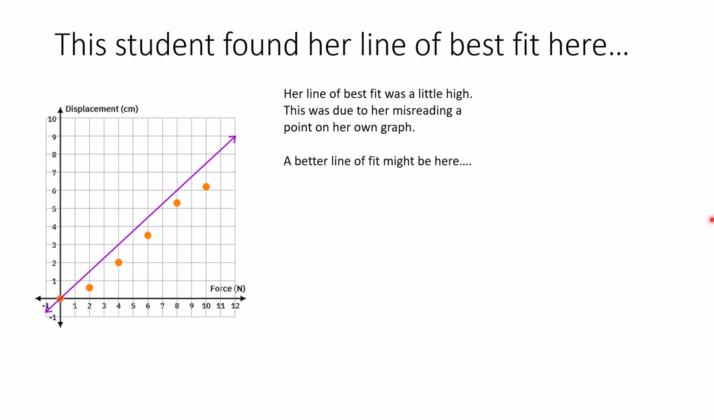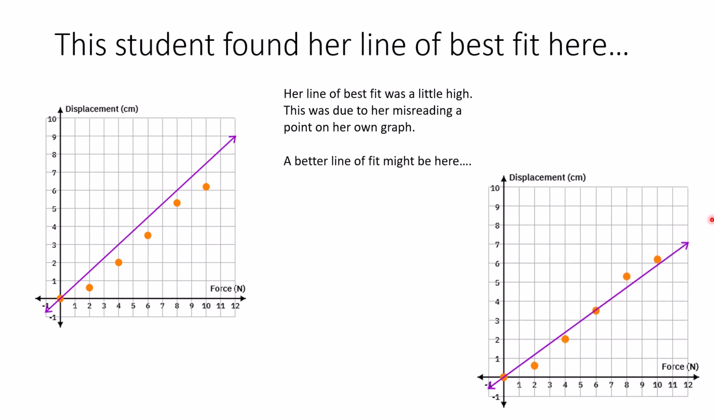A better line of fit might be here, okay? And so I went through and I adjusted it, and notice a couple things about the line of best fit. This line of best fit does appear to go through 2 of the points. It looks like it goes through 0, 0, and 6, I think that was 6, 3.5. It's sitting above 2 of these points and below these 2. And that makes it a pretty good line of best fit.